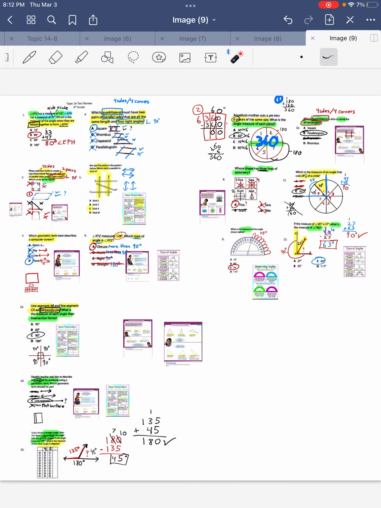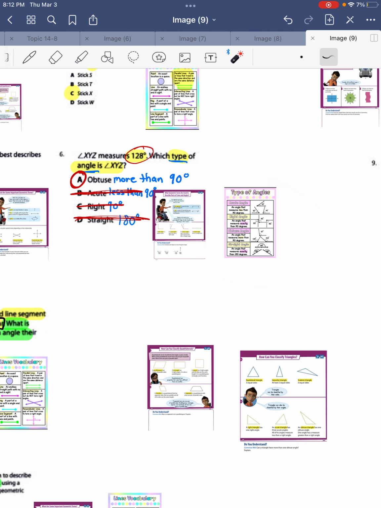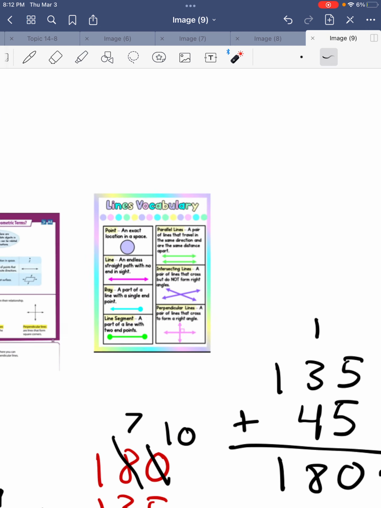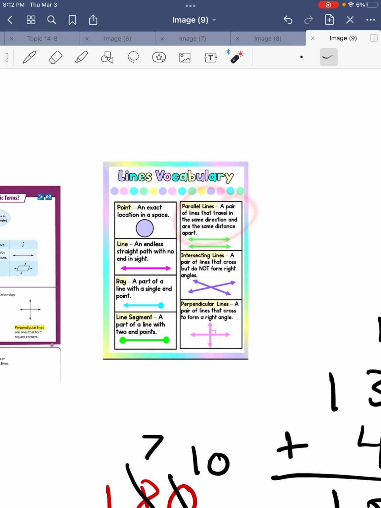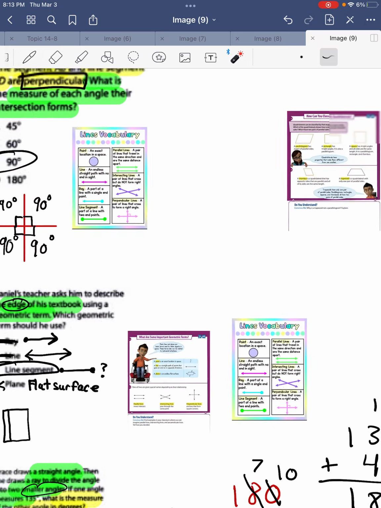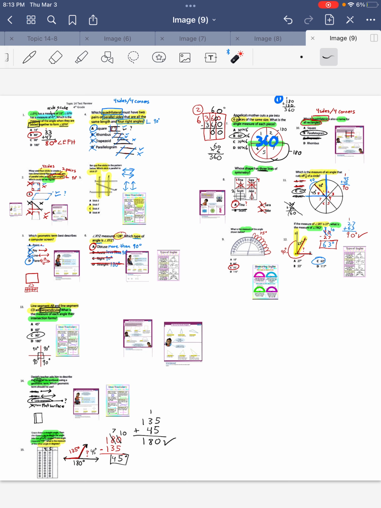So this is the review for topic 14. It's very important that you know your angles. You need to know your quadrilaterals, your triangles, your geometric terms, your parallel lines, intersecting, perpendicular, more geometric terms. It's very important that you know all this. You need to know how to read a protractor, so please study it. Look at your anchor charts. Go over the videos. If you have any questions, please let me know.